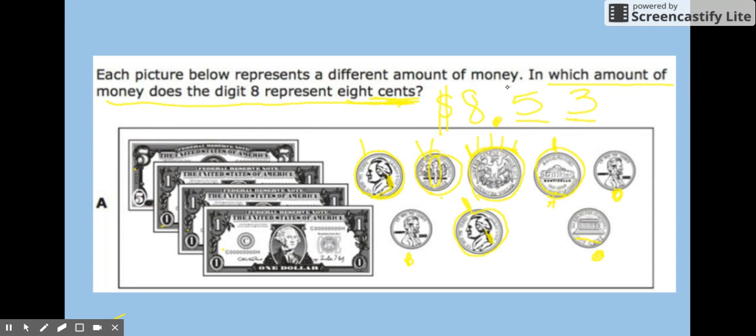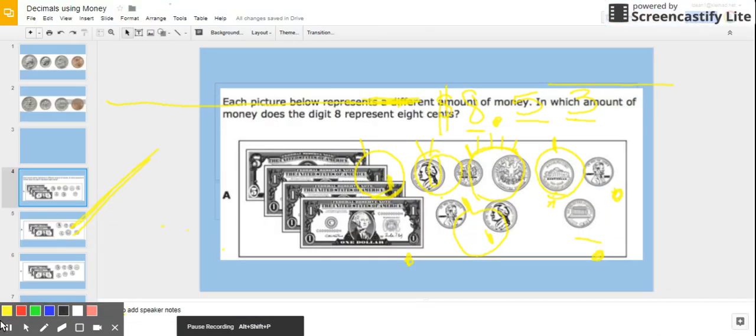So I see only $8.53 here. They might have tried to trick you because you see an 8, but the question was about 8 cents. So A cannot be the answer. Let's look at B.